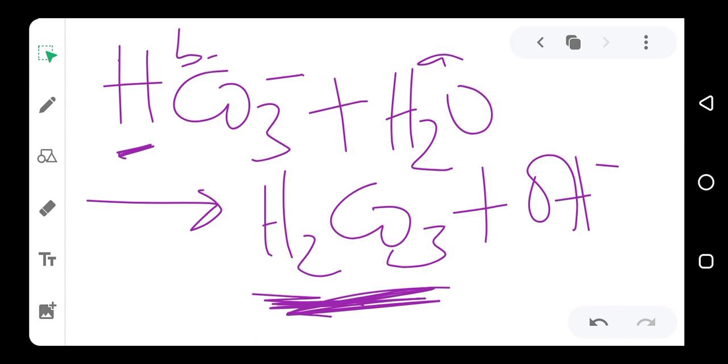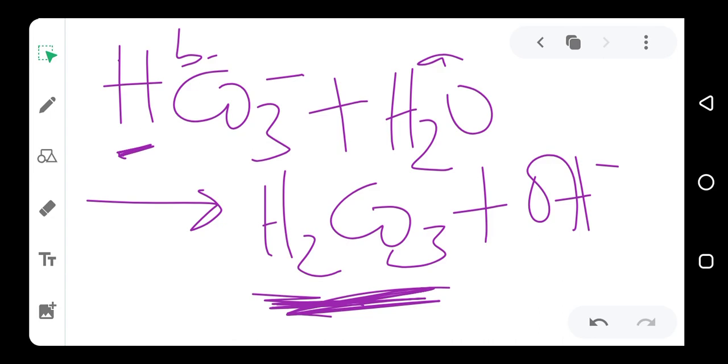Now what we find out is that the one that is acting as an acid on the left hand side, when it comes to the right hand side, will be acting as a base. And the one that is acting as a base on the left hand side, when it comes to the right hand side, will be acting as an acid. So we call this a conjugate acid and conjugate base.